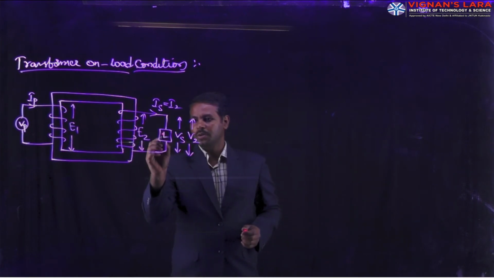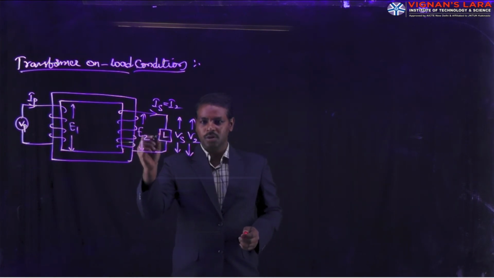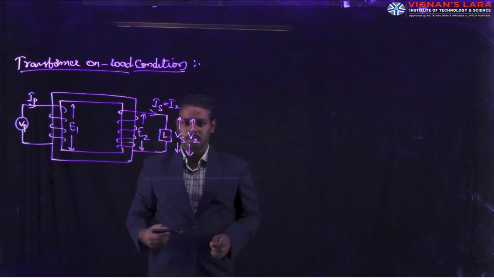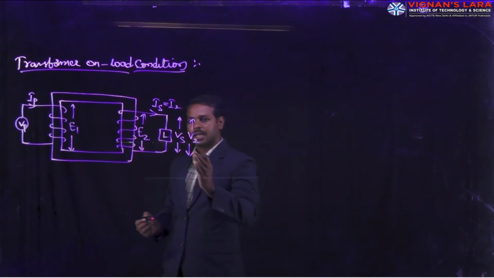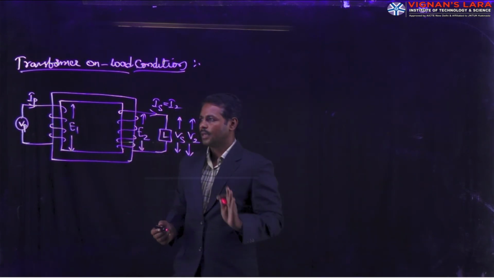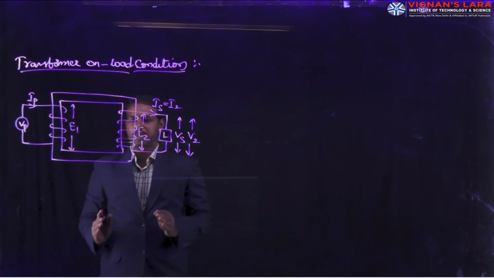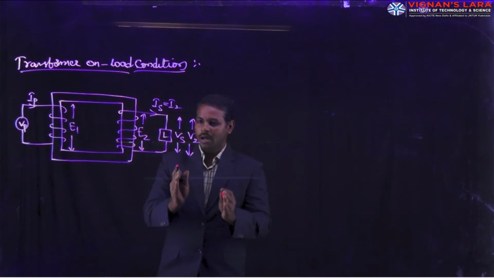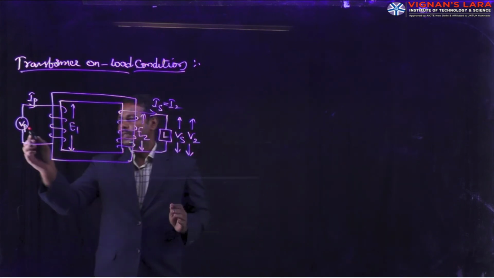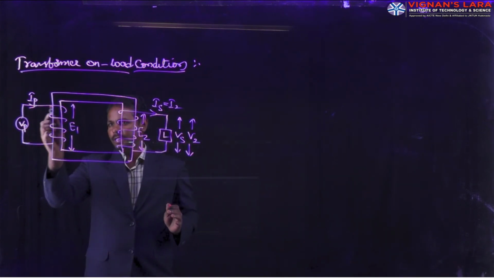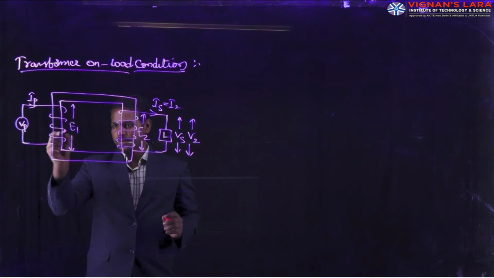So the load is equal to either a resistive load, inductive load or capacitive load. Any type of load can be connected across the load terminals. So the operation of a transformer under all load conditions is: the supply, as well as current, is given to the primary of the transformer.